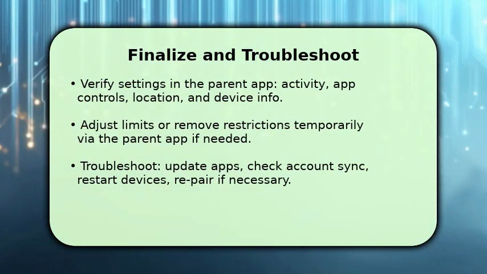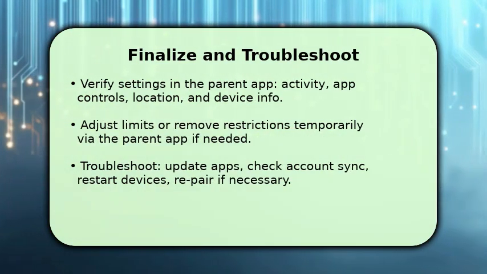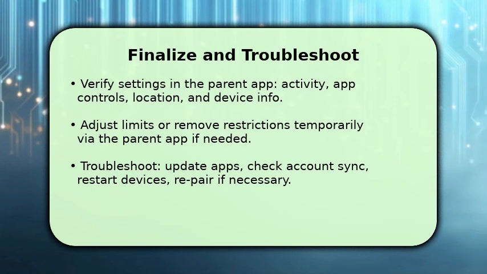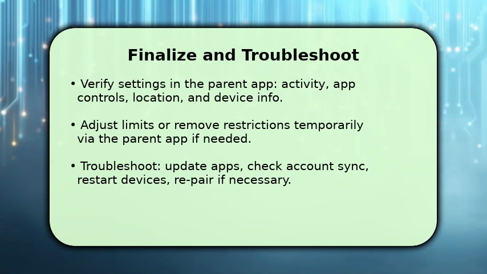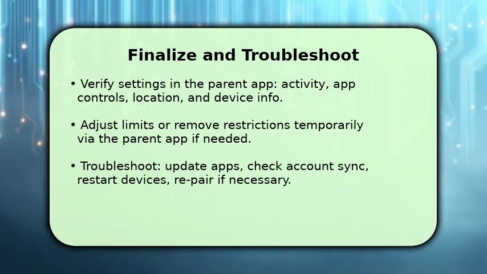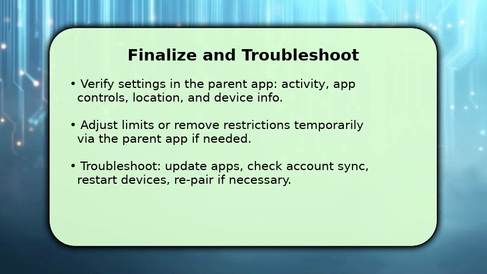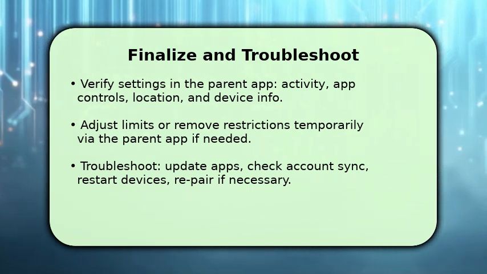You're almost done. Finish by reviewing and testing the controls. Open your parent app and check activity reports, installed apps, screen time, and location to confirm the child device is reporting. Make adjustments to limits or app approvals. You can temporarily lift blocks or change schedules directly.